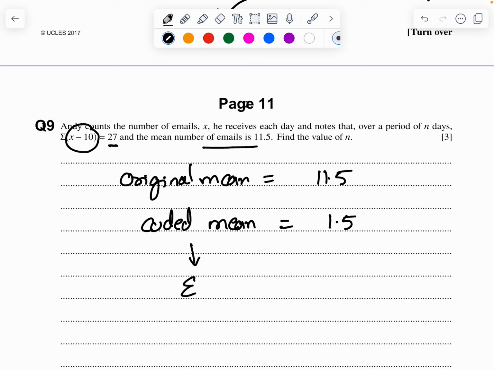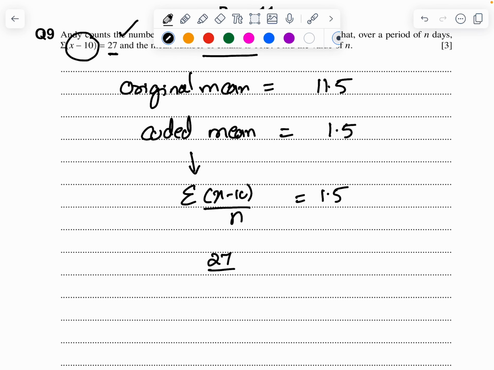Coded mean means nothing but sigma x minus 10 upon n, which is 1.5. But what is sigma x minus 10? It is 27. So 27 upon n equals 1.5. So n equals 27 upon 1.5, which gives n is 18.